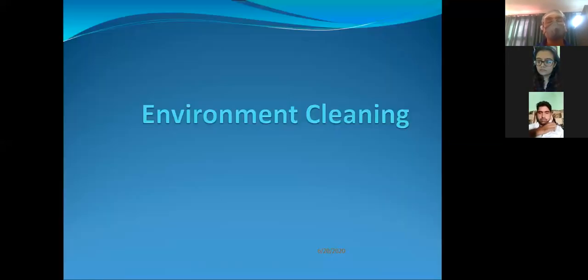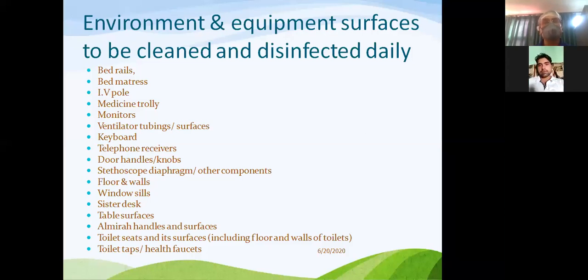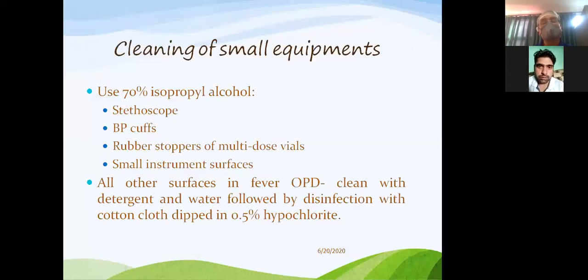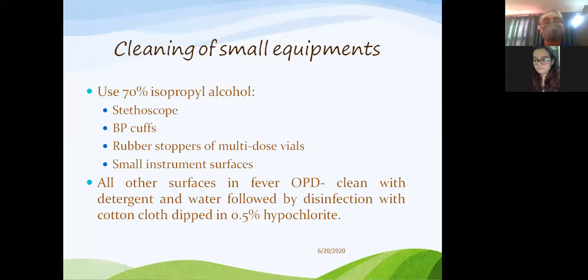For environmental cleaning, all the things which are there, including the sister desk, doctor's desk, table, chair, bed rails to IV stands, are all to be sanitized. This sanitization is to be done with sodium hypochlorite solution. Small equipment like stethoscopes, BP cuffs, and small instruments can be cleaned with isopropyl alcohol, whereas all the other areas of the OPD and IPD are to be disinfected with sodium hypochlorite solution.